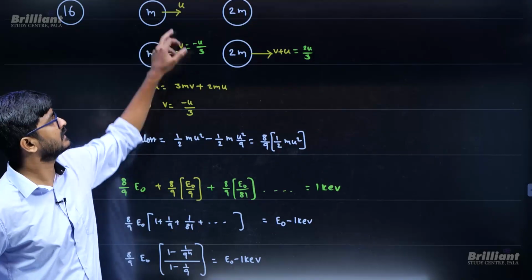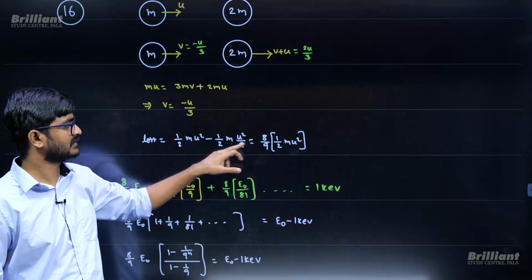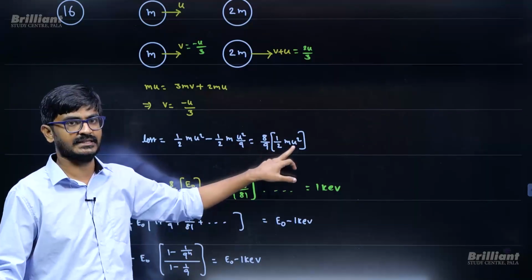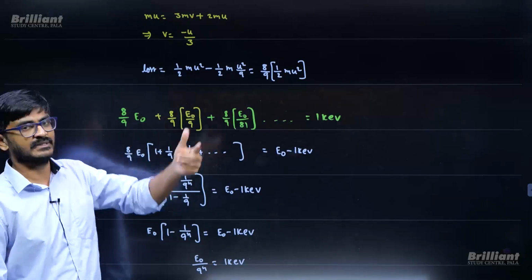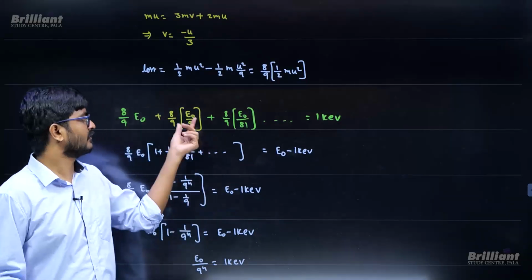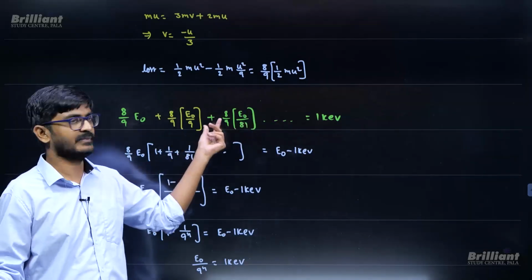But what is the loss? Half m u square is the initial energy, and half m u square by 9 is the final energy. The loss is 8 by 9 times the initial energy. This is the loss initially. Now how much energy is left? 1 by 9 is left. Out of that 1 by 9, in the next collision 8 by 9 will get lost. Now from the remaining, again 8 by 9 will get lost.